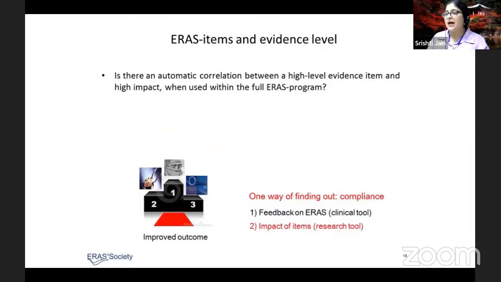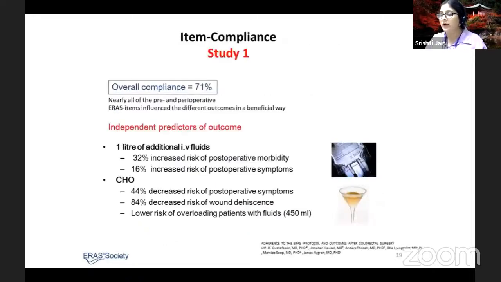So, ERAS items and evidence level. Is there an automatic correlation between a high level of evidence item and a high impact when used within the full ERAS program? One way to find that out is compliance, right? There is still not a lot of data about compliance with ERAS, and that is why, as young budding anesthetists, surgeons, and intensivists, it is very important for all of us to conduct studies and see in our own units how compliant we are with the ERAS components. And then we will understand how it improves the outcome.